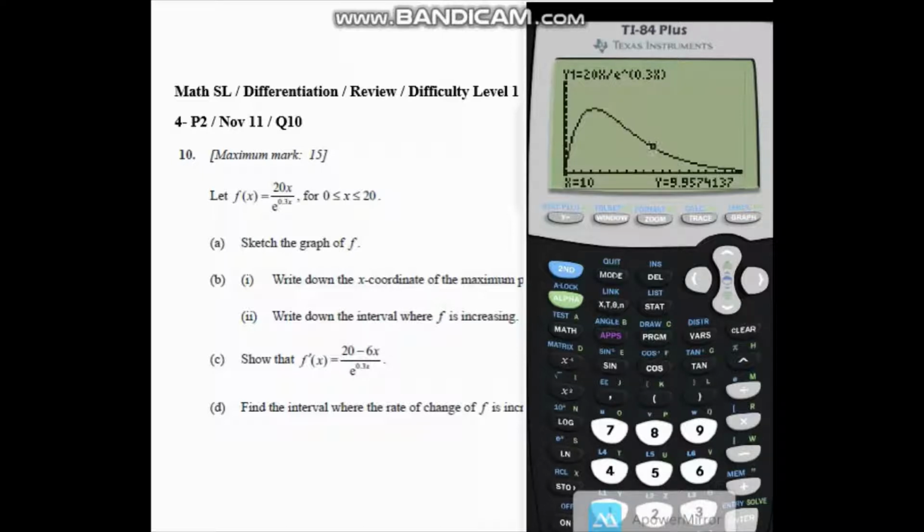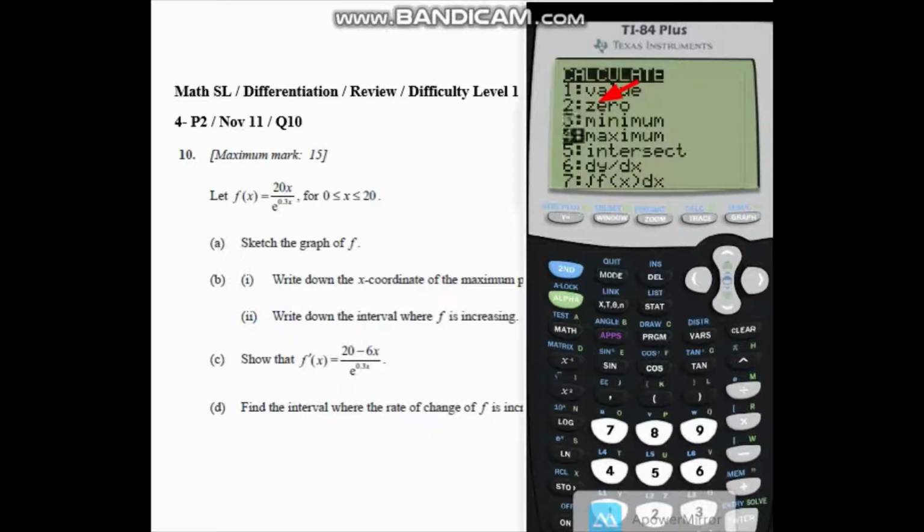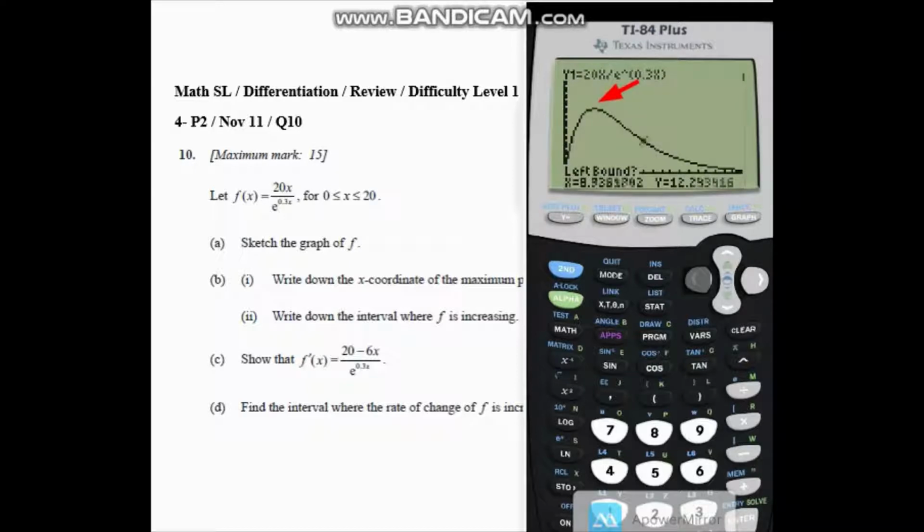So the maximum point is right there, and we find it by second trace maximum. Left bound, so somewhere to the left of my point, then somewhere to the right of my point, and finally a guess as to where the point is roughly. And the calculator tells me that the maximum is at x equals 3.333.